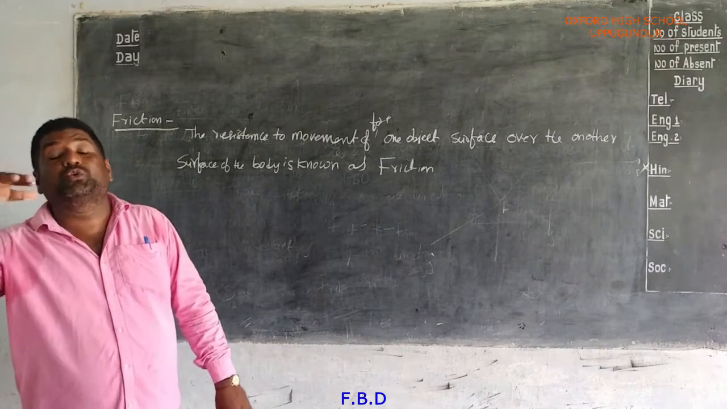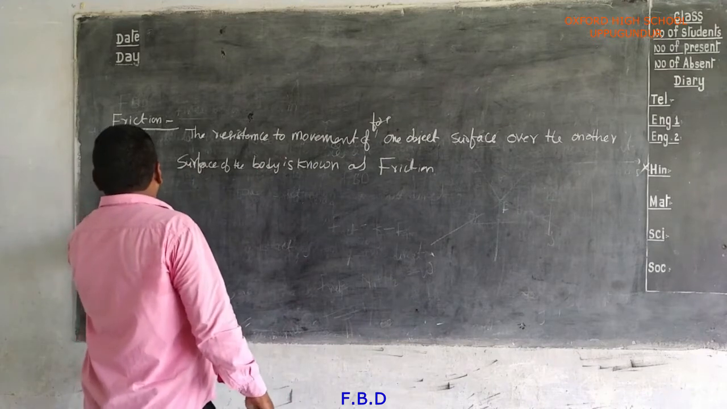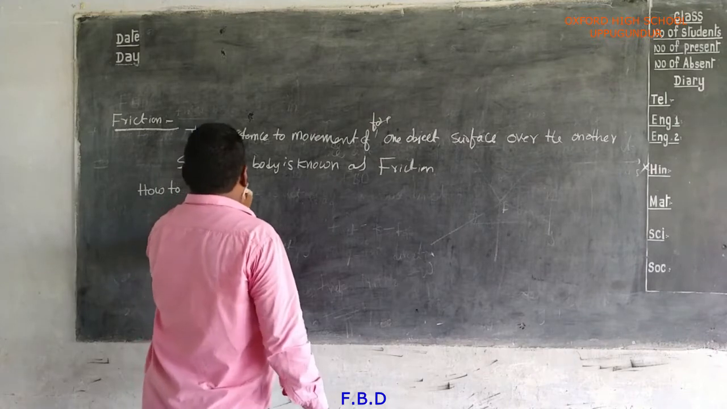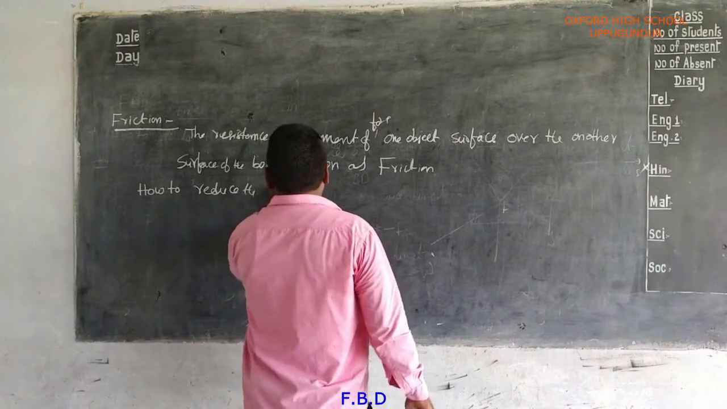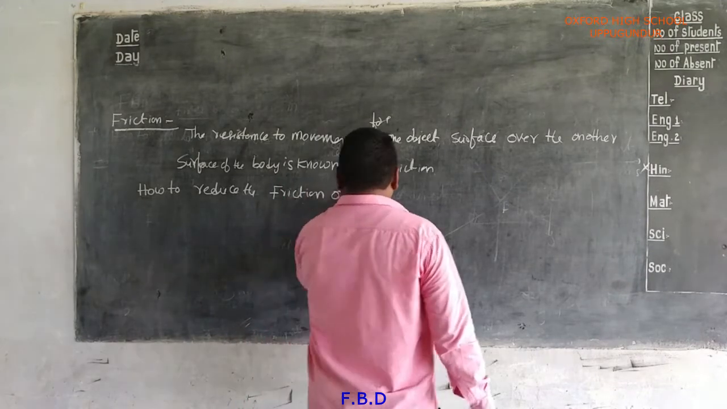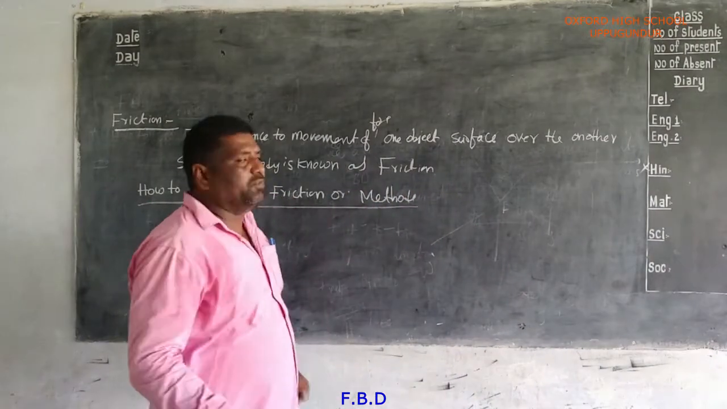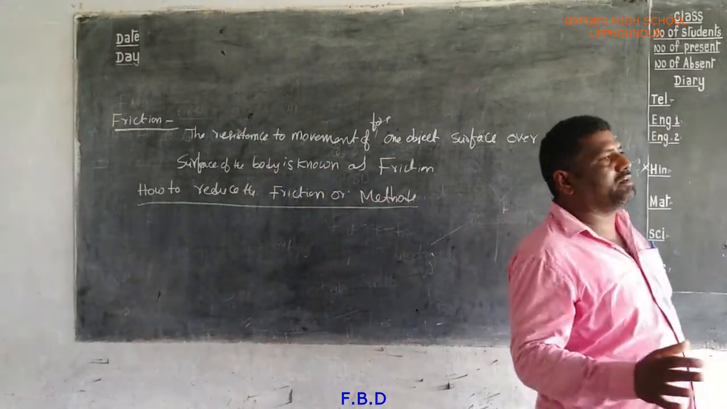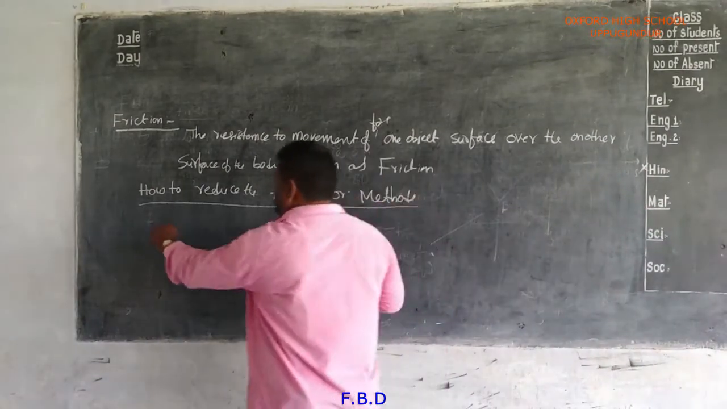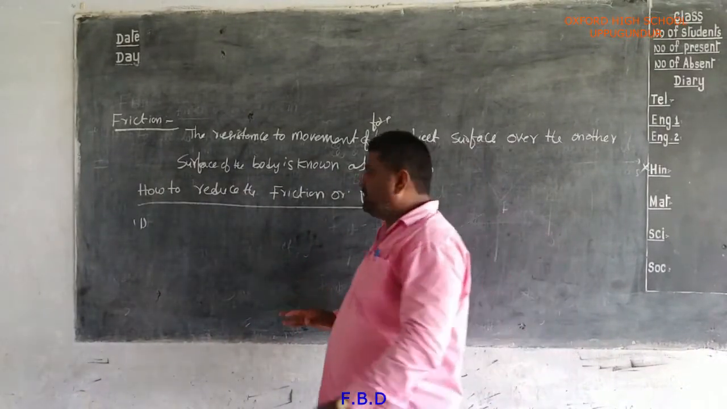Next, how to reduce the friction. There are different types of methods. How to reduce the friction? First of all, by using polished surfaces.